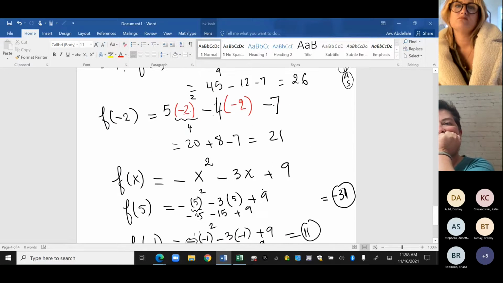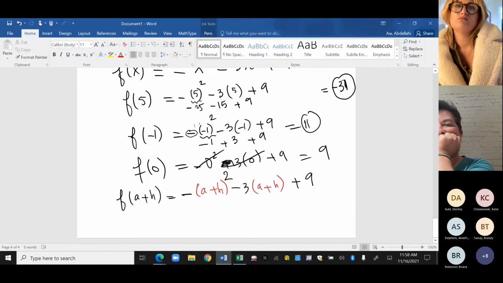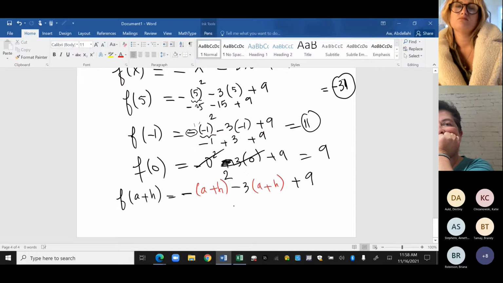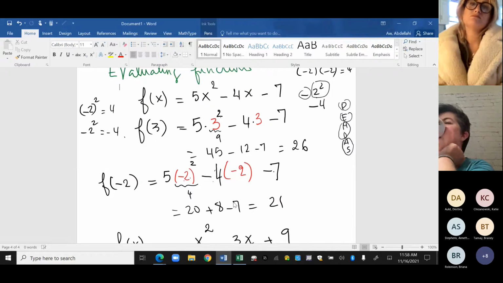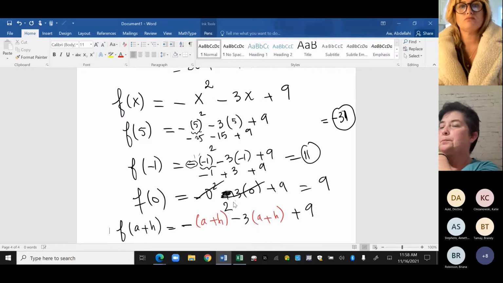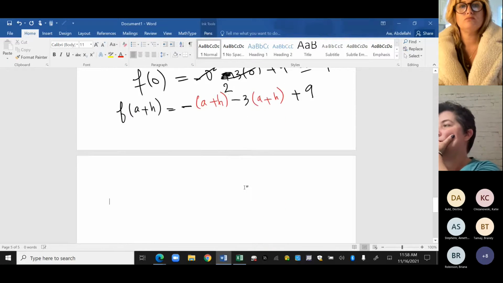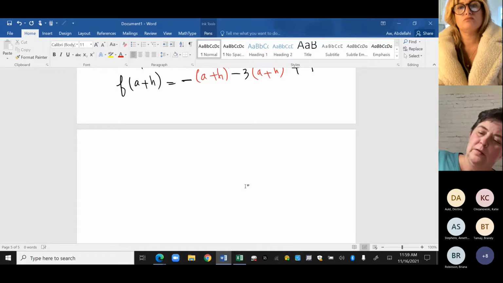So now, after that, we learned how to evaluate a function. We just got a few examples, but it doesn't matter how the function looks. If you understand the rule of substitution, I just go ahead and substitute. After that, now we're going to try to identify the domain and the range from a given graph.